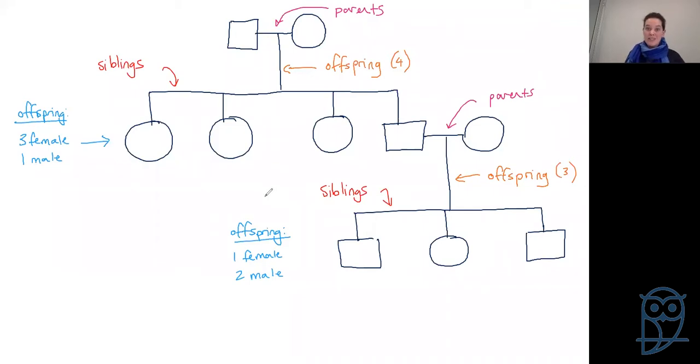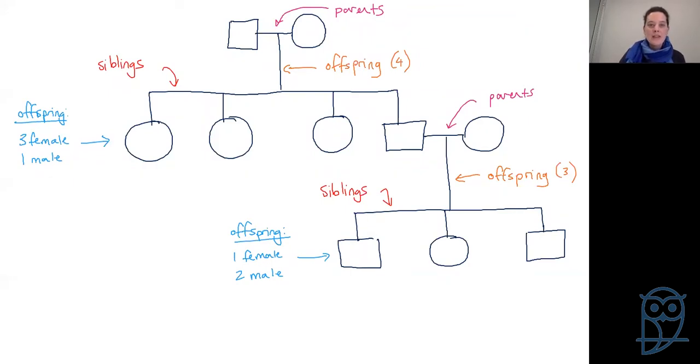For example, if we're considering a sex-linked characteristic, then we definitely need to know which ones are males and which ones are females. So we need to keep that in mind as we're working through. So we have parents, siblings, offspring, we have males, we have females.